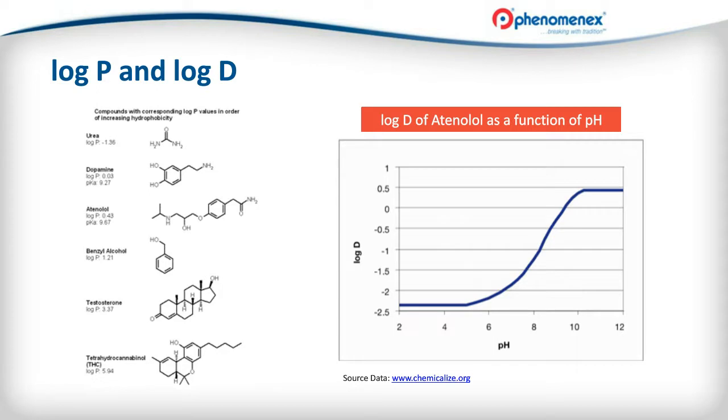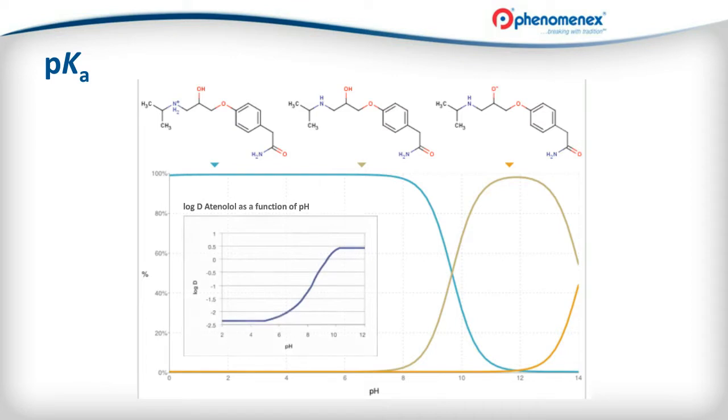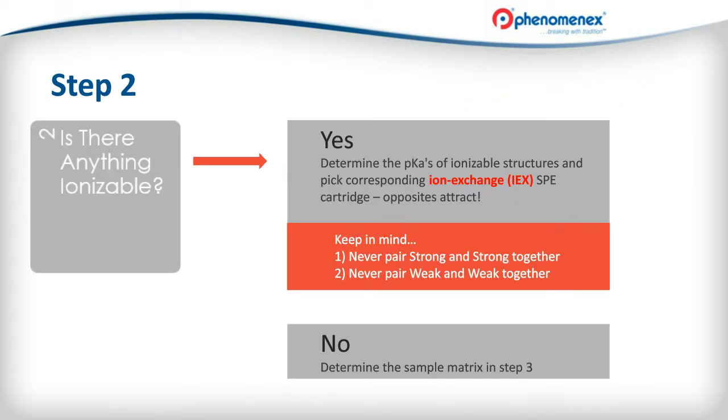And here's just a further look to show you the different ionized states of the compound across a different pH spectrum for atenolol. And how that is, in my mind, inversely proportional to the log D of the compound. So the next step, is there anything ionizable? This is almost step one for me, and I think specifically because, if you didn't read between the lines, I think ion exchange SPE is the best kind of SPE.